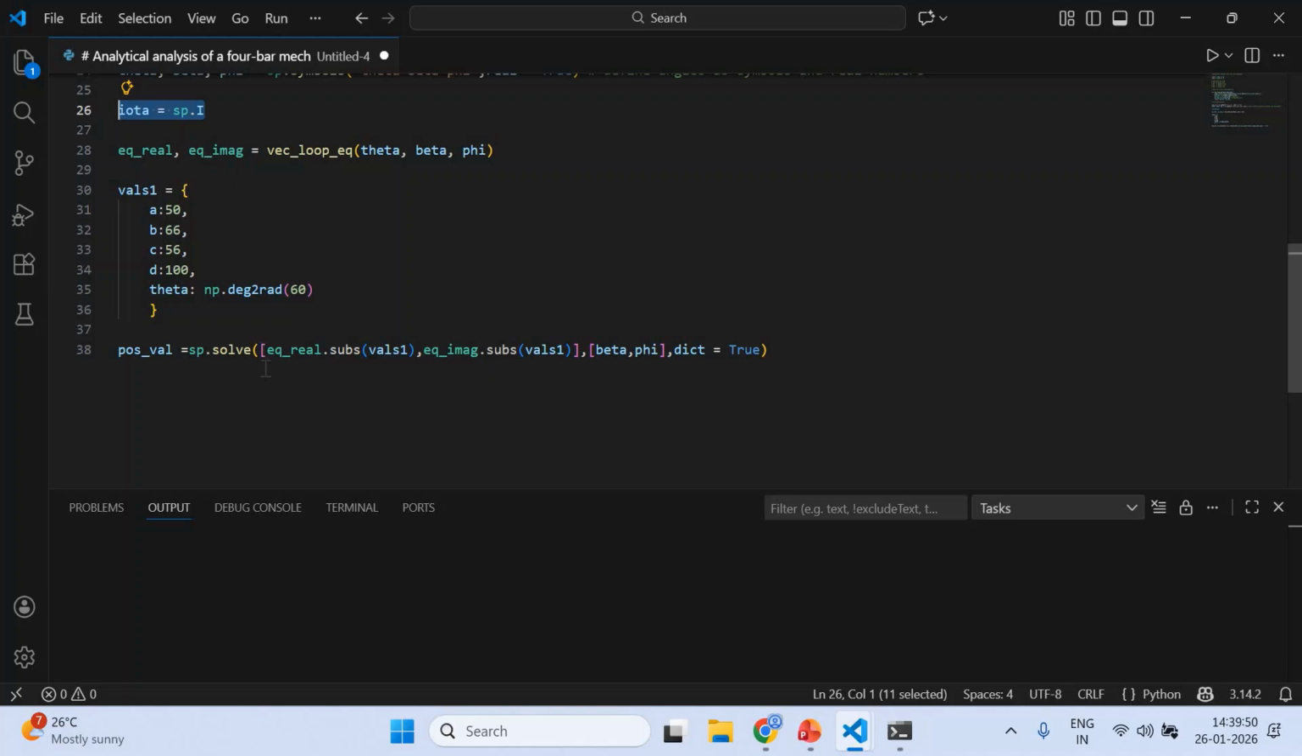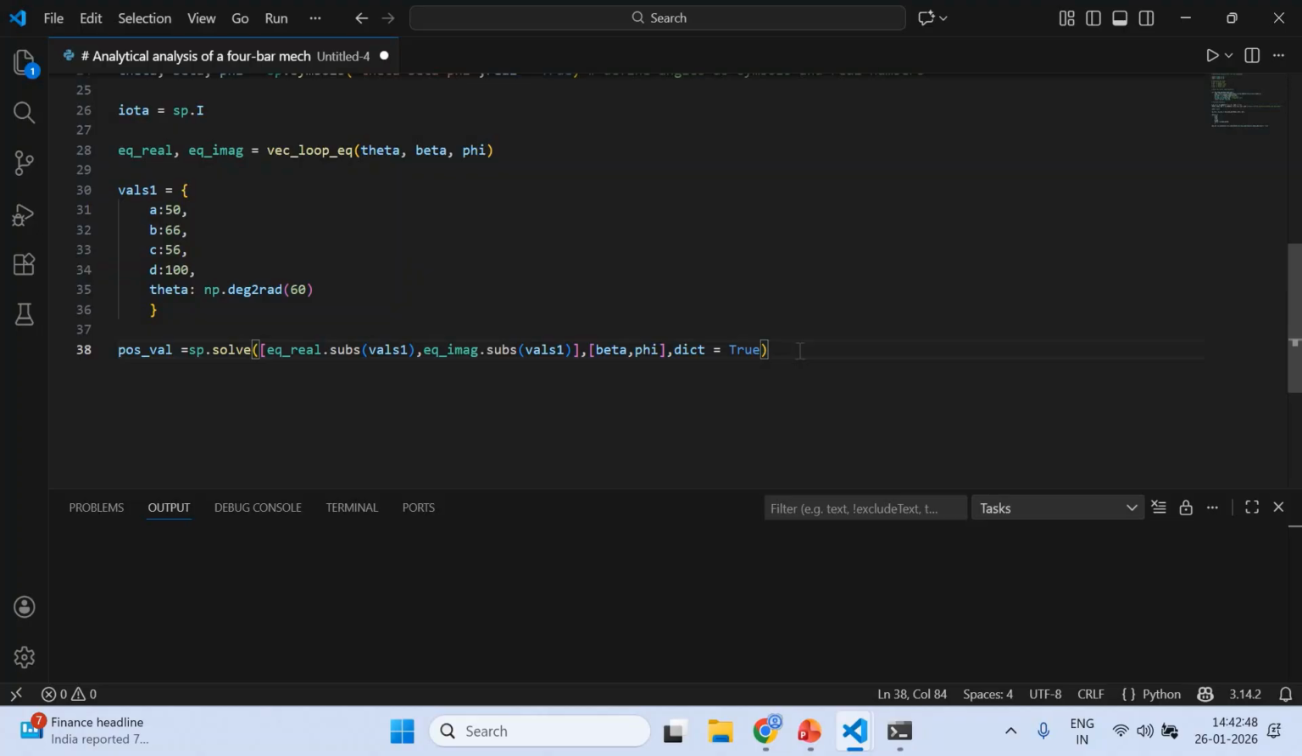For substituting, I am simply taking these big brackets, then typing equation_real.subs, and in the bracket you have vals1. Same thing I applied to equation_imaginary.subs, in the bracket you have vals1, right? After this, obviously I have used the command sp.solve. Sp.solve uses a range of techniques to solve for the values of beta and phi, but let us not go very deep into those methods, and let us limit ourselves to this analysis only.